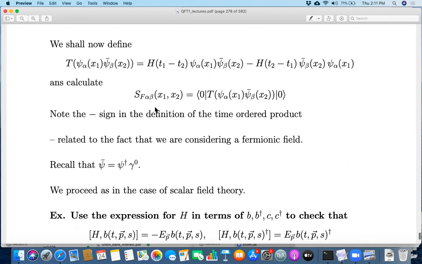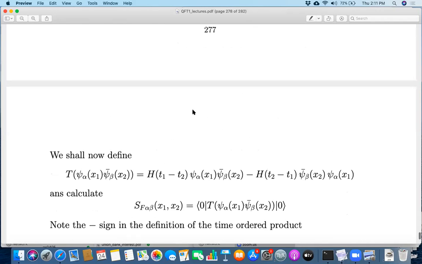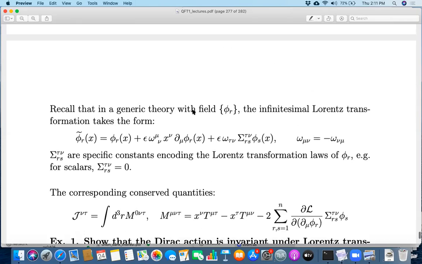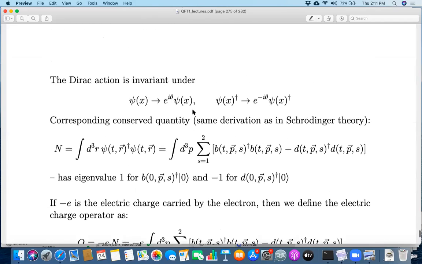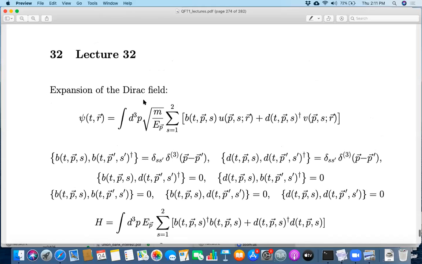So the first thing to do, we have to put ψ_α(x1), ψ̄_β(x2), and the expansion of ψ was given here. So this is the expansion of ψ. The first thing we'll try to do is to write these in terms of b at time t equal to 0, d at time t equal to 0.